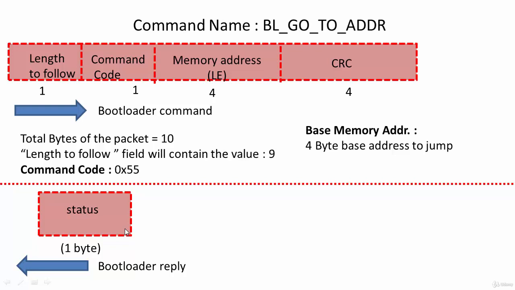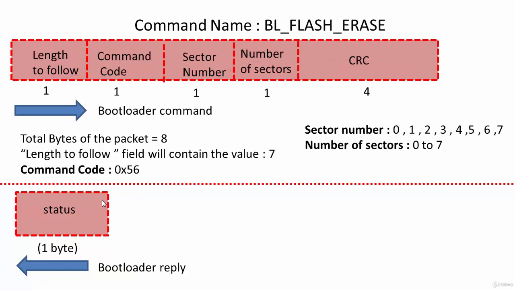The failure happens if the bootloader detects that the given address is completely invalid, because the bootloader jumps only to those memory locations for which it is allowed. So if the host mentions any invalid address, the bootloader will simply reply in the status field saying it's an invalid address. We'll see more on this as we make progress. Don't worry about that.